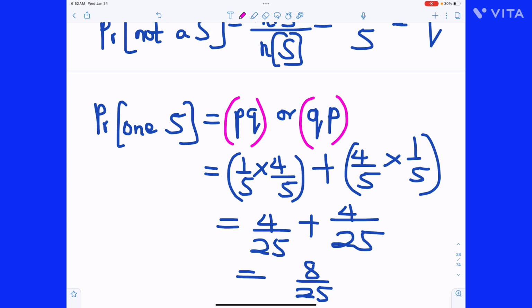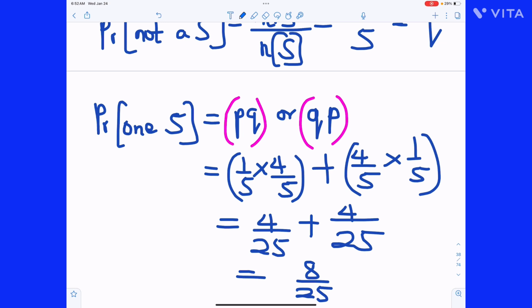So you can get one 5 by succeeding first time, failing second time, or failing first time, succeeding second time. That's what these circles mean. You can succeed first time, fail second time. That means you get a 5 first time, you don't get a 5 second time. Or you fail first time, that means you don't get a 5 the first time, and succeed second time, you get a 5 second time.